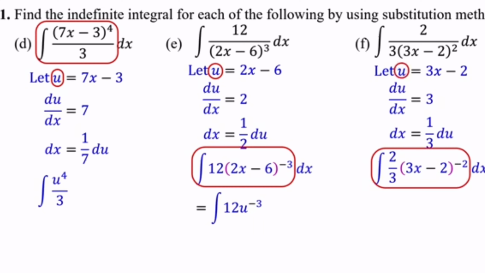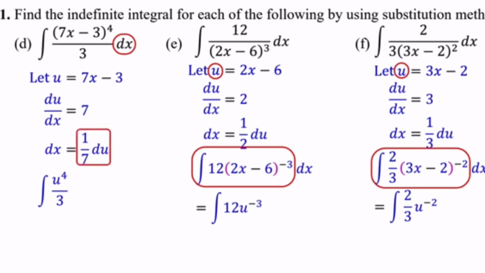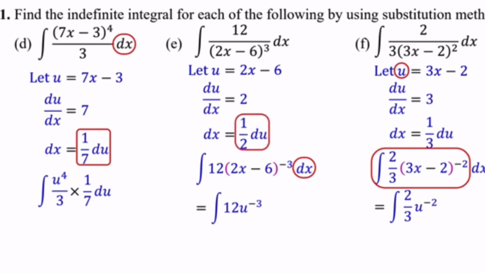Don't forget to raise up the power so that you can see how to apply the formula. It must be ax plus b to the power of n. All right. Okay, now we can actually substitute the dx. The dx is equivalent to 1 over 7 du for D. So it becomes integrate u to the 4 over 3, and then times 1 over 7 du. And for the E, the dx is 1 over 2 du. So we have to write integrate 12 u to the negative 3, and times 1 over 2 du.